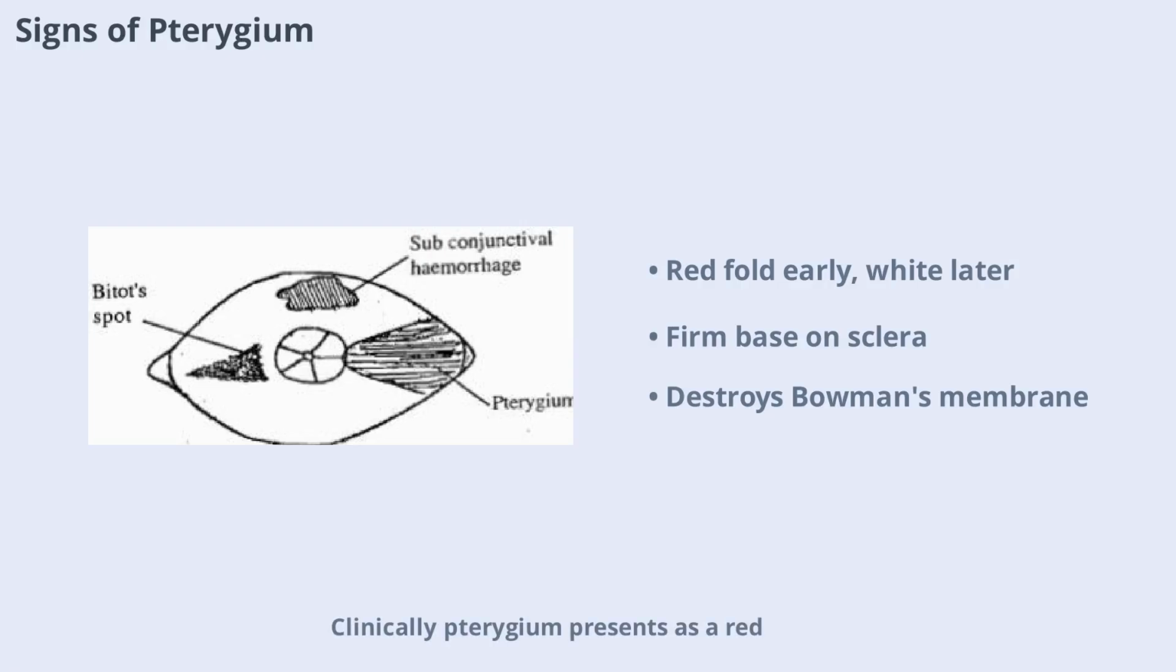Clinically, pterygium presents as a red, vascular fold in its early stages due to a rich blood supply. Over time, it becomes white and tendinous. The basal portion is firmly attached to the sclera, while the upper and lower margins are formed by folds of bulbar conjunctiva. On the corneal side, the pterygium extends at the level of Bowman's membrane, destroying it and potentially causing corneal opacities. Recognizing these signs is crucial for diagnosis and management.